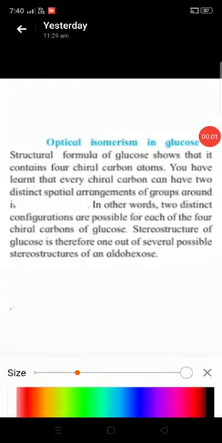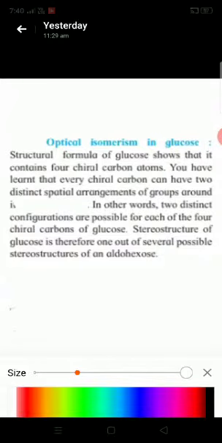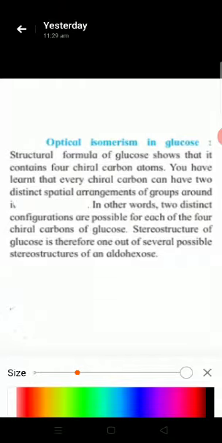Hello students, our today's topic is optical isomerism in glucose. Students, optical isomerism is the phenomenon shown by compounds which are optically active.